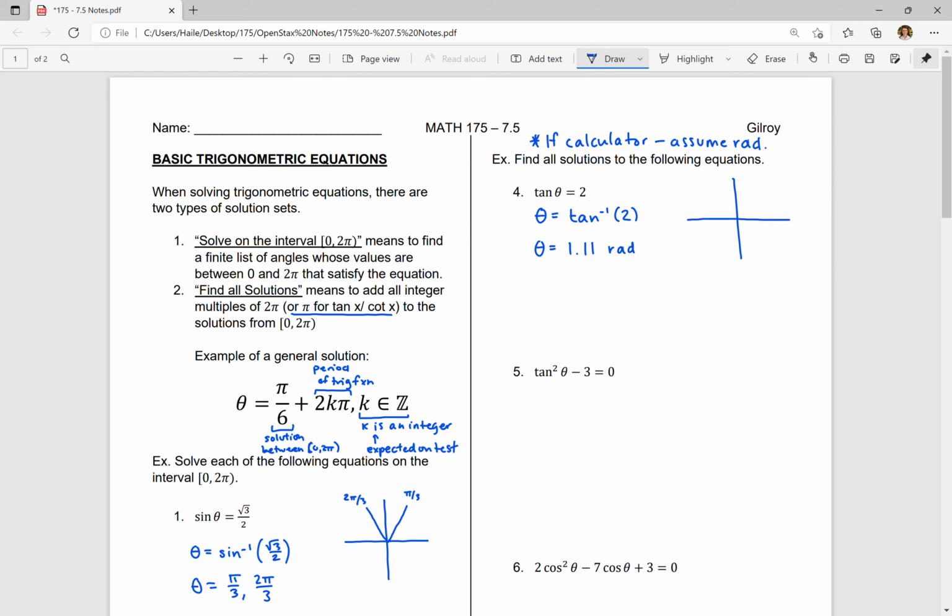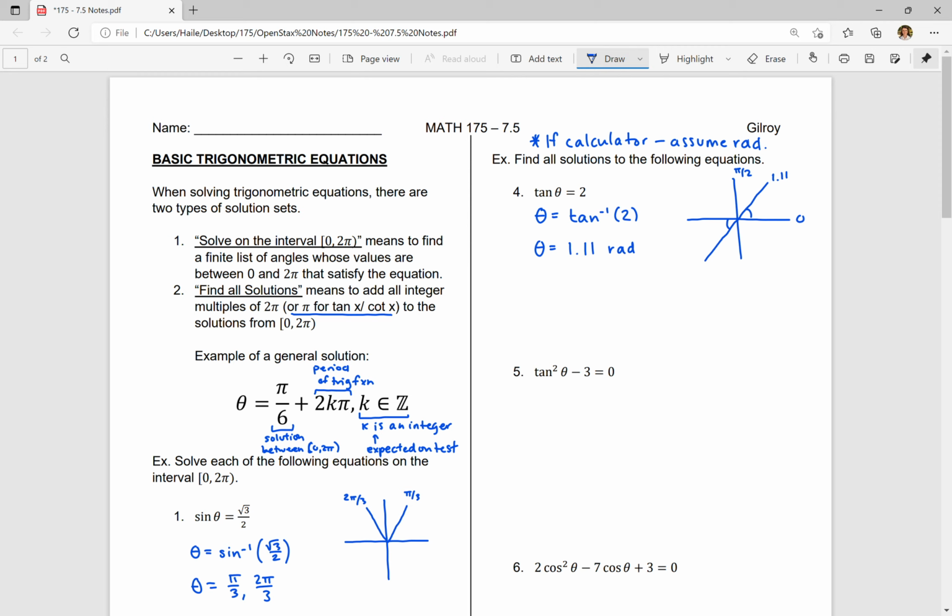Okay, so let's think about where this is on our coordinate grid. So 1.11, we know that pi over 2 is roughly 1.5, and we know that this is 0. So this angle must fall somewhere in here. Okay, so if we want to think about what other angle would have a positive tangent, it would have to be in quadrant 3. And basically what we'd be doing is reflecting this 1.11 across the origin. So you'd end up with this sort of, I guess, flipped upside down angle in quadrant 3.